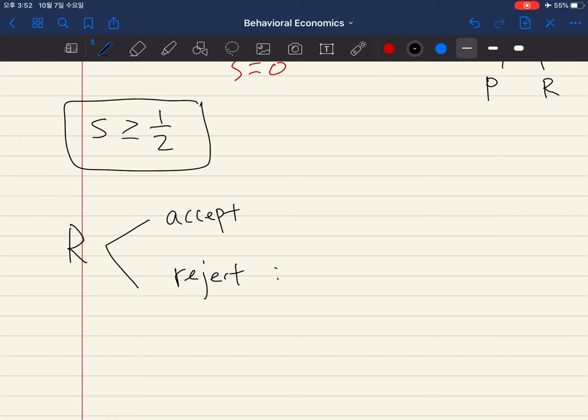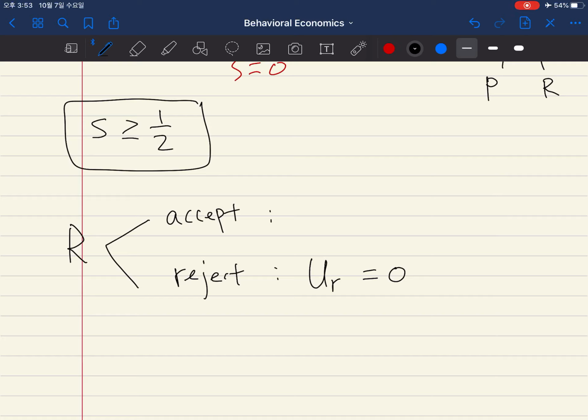If responder rejects, then utility of responder is 0. Why? Because first, responder gets nothing. And second, there is no inequality here, because if responder rejects the offer, both proposer and responder get nothing. So there is no disutility from inequality. Therefore, responder's utility is equal to 0 if responder rejects the offer.